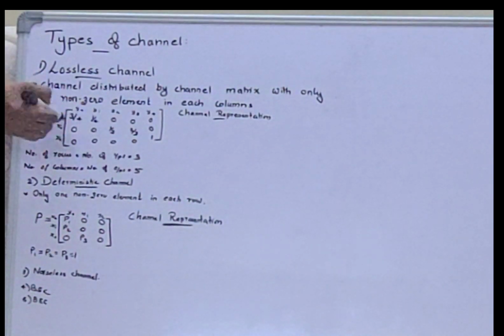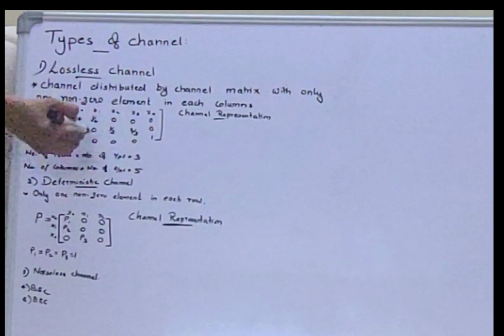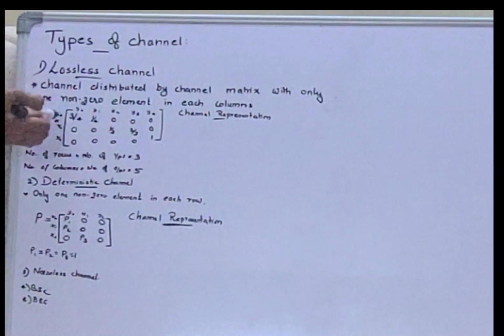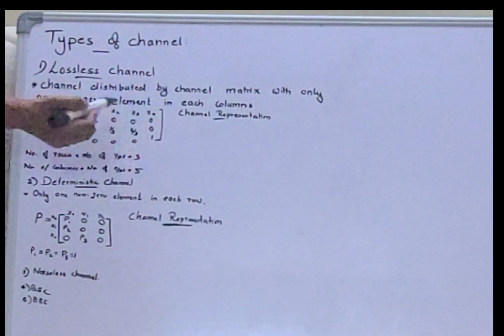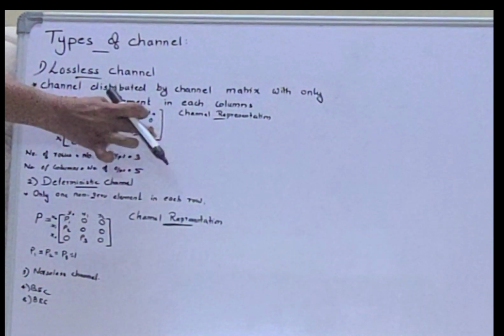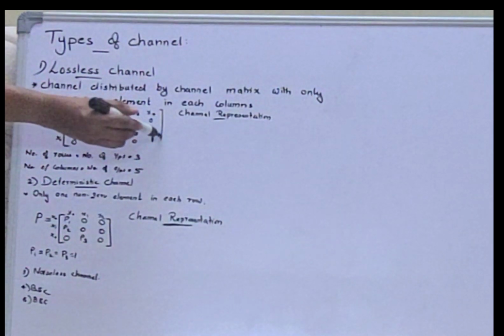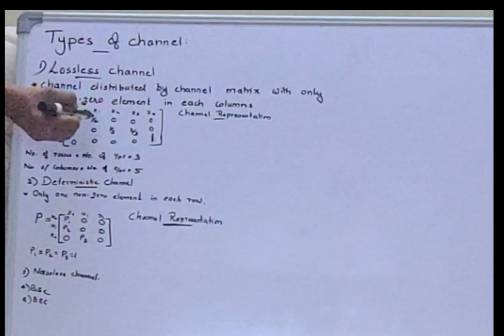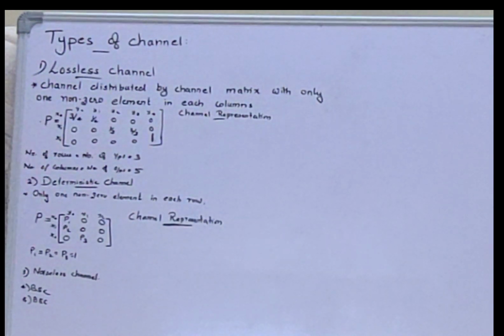Each row should have non-zero values, and the sum of values in a single row should be 1. So 3 by 4 plus 1 by 4 is 1 in the channel matrix, and 1 by 3 plus 2 by 3 becomes 1, and the last row has only one value, equal to 1. So the addition of numbers in a row should be 1, and each column has only one non-zero value, that is called a lossless channel. Here the number of rows equals the number of inputs, that is 3, and the number of columns equals the number of outputs, that is 5.